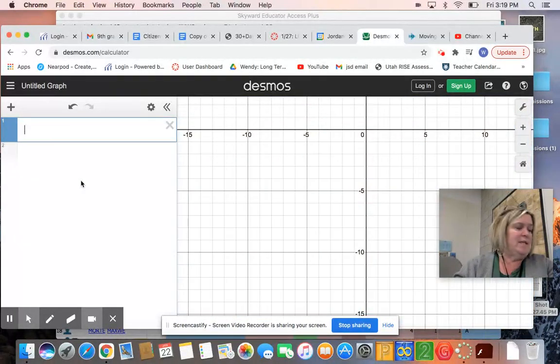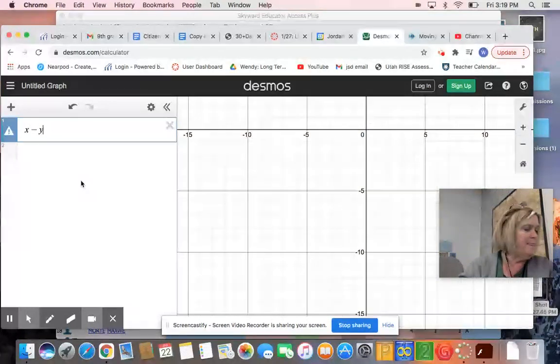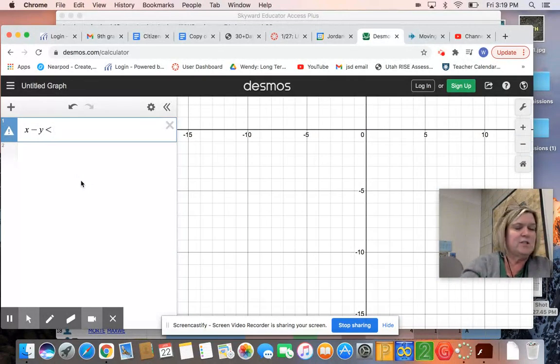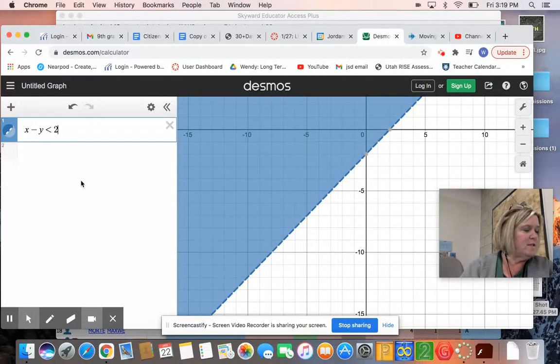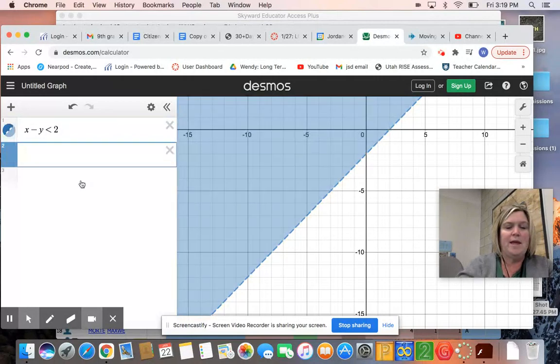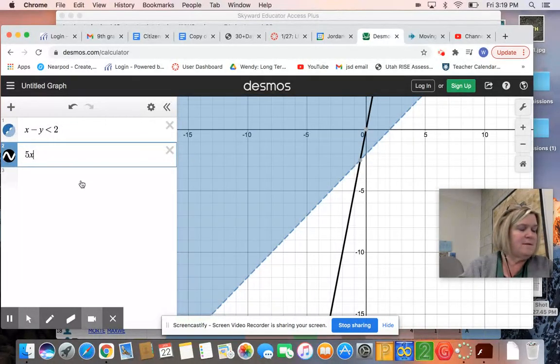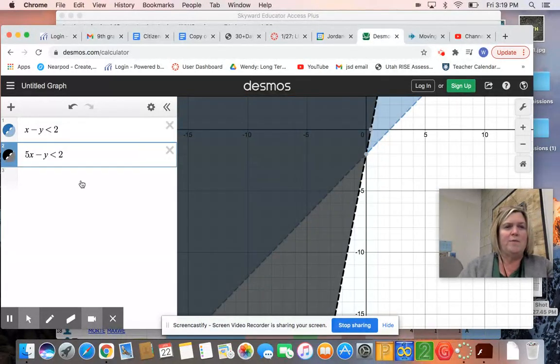Number 13 is x minus y is less than 2. So x minus y is less than 2. And 5x minus y is also less than 2. Wow, look at those covering each other like that, okay?